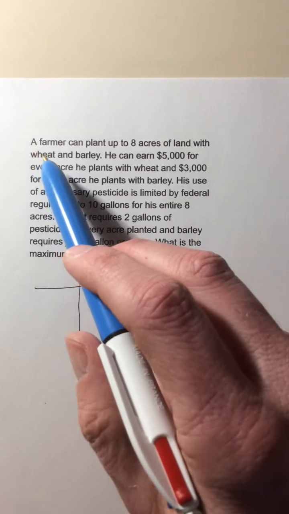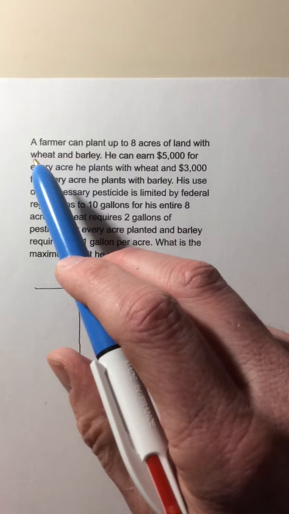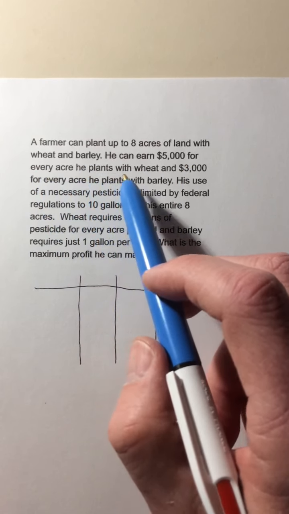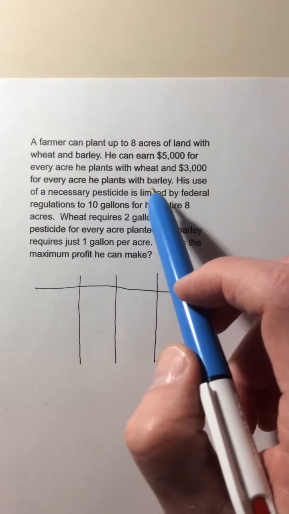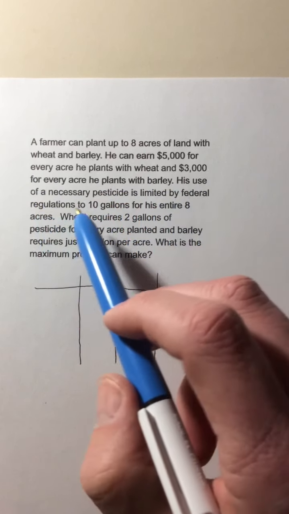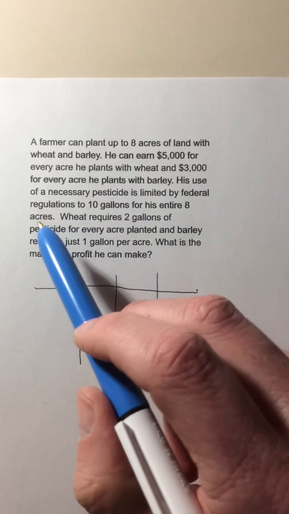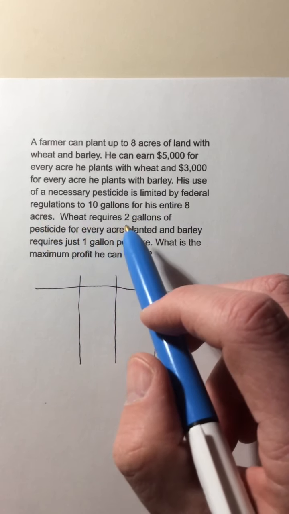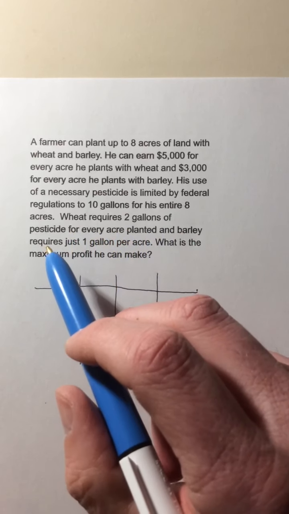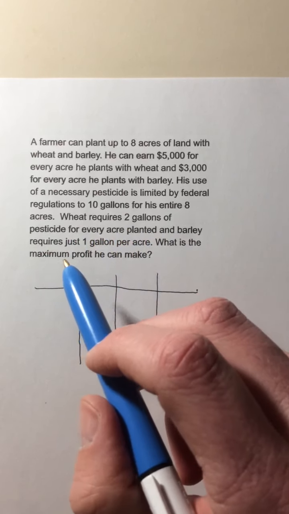Farmer Bob. A farmer can plant up to 8 acres of land with wheat and barley. He can earn $5,000 for every acre he plants with wheat, $3,000 for every acre he plants with barley. His use of a necessary pesticide is limited by federal regulations to 10 gallons for his entire acreage. Wheat requires 2 gallons of pesticide for every acre planted. Barley requires just 1 gallon. What is the maximum profit he can make?